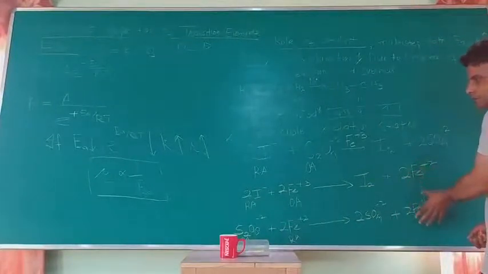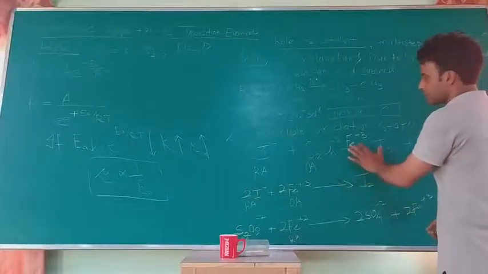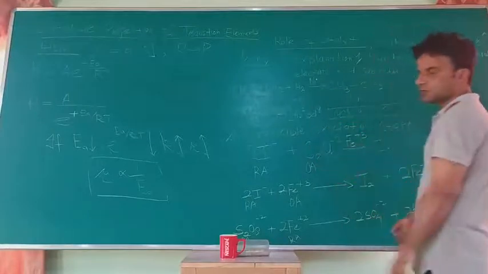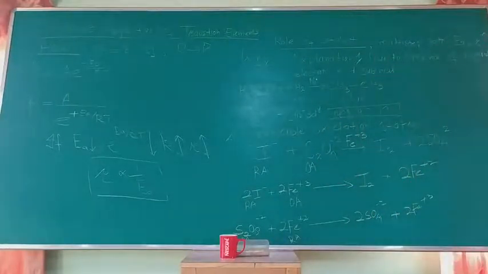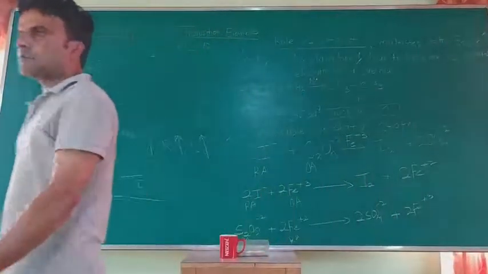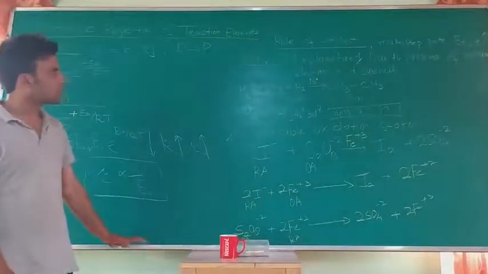The two-step path is provided to this reaction by the catalyst, which is a transition element, because of its ability to show variable oxidation state. Likewise, I can give so many explanations by which I can justify that transition elements and their compounds are used as catalysts.